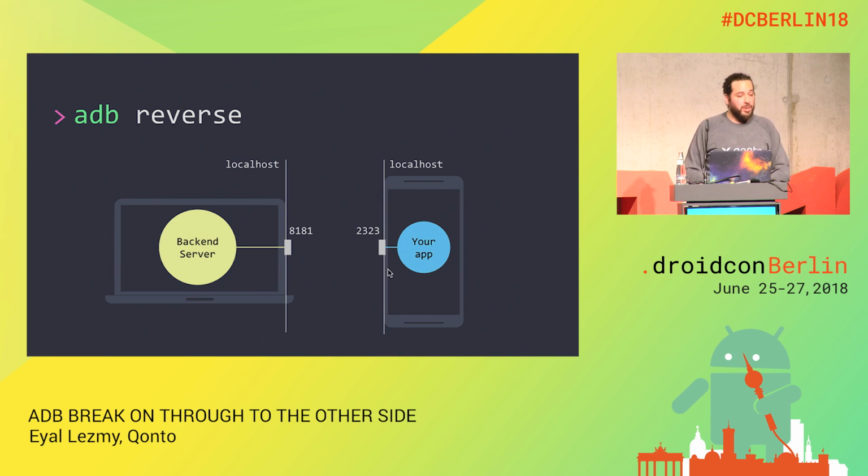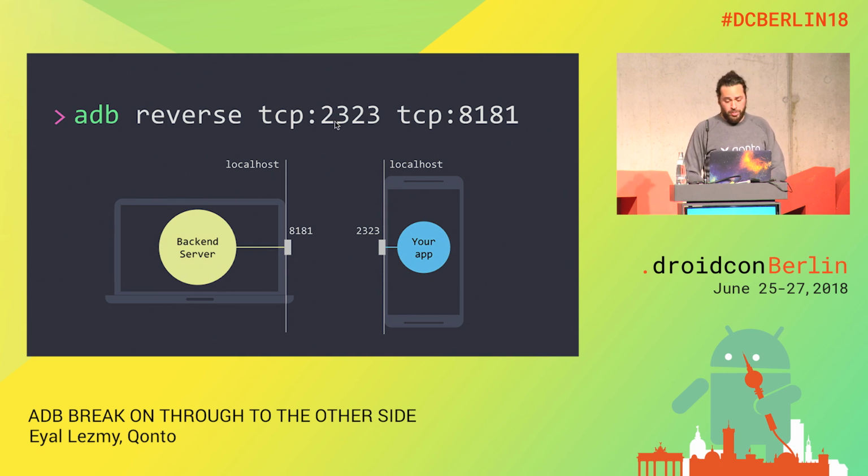And I have my application that is supposed to call localhost on a specific port, and I want these requests to arrive exactly to this port. And reverse is doing this. If I do ADB reverse TCP 2323, sorry, and TCP 8181, it will bind the both. So if in my application I start an HTTP request on localhost and this port, it will arrive on my backend server. It's pretty interesting when you are in development, when you have a staging, for example.